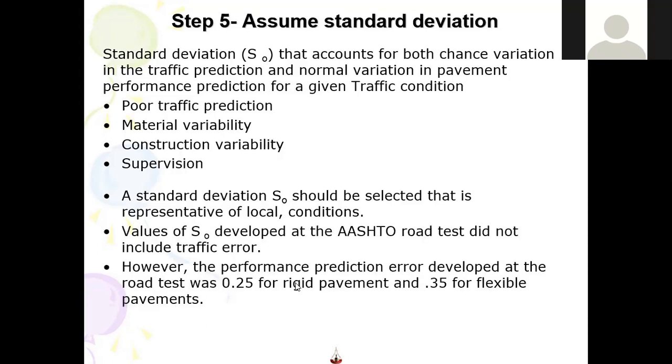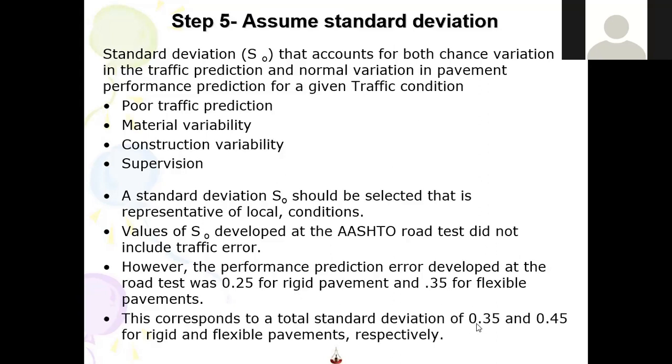So for rigid pavement, it is between 0.25 and 0.35. Usually, we take 0.35 as our value, right? 0.35 for a rigid pavement.